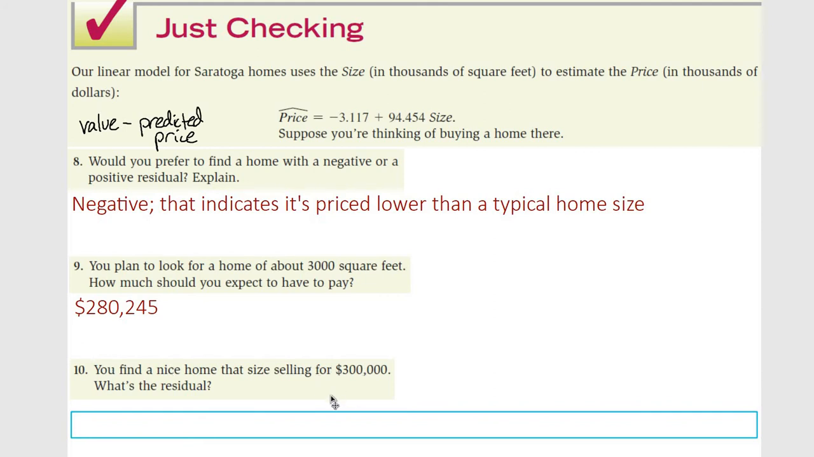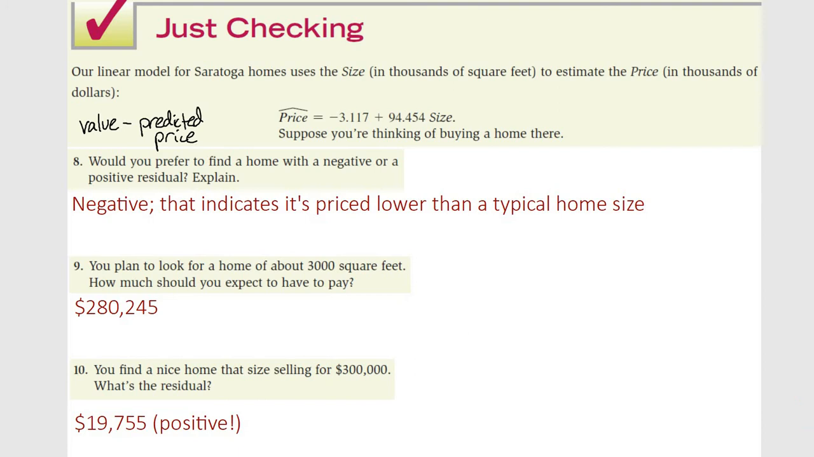Well, what's the residual? Again, value minus predicted value, so 19,755. It's positive. Positive and negative make a big difference here. There's no partial credit for getting positive and negative mixed up. You've got to know.